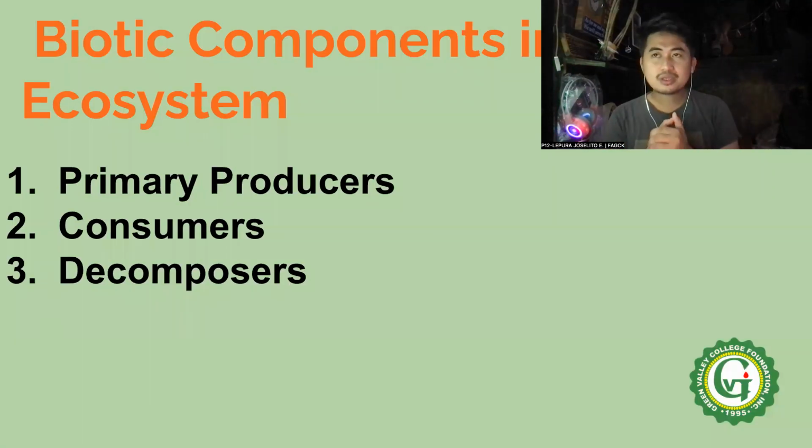Now, for the different processes to be understood, we first need to understand the biotic components in the ecosystem. When we say biotic components, bio means life. These are the life components in your ecosystem. It is subdivided into three. First is your primary producers, number two is your consumers, and number three is your decomposers.